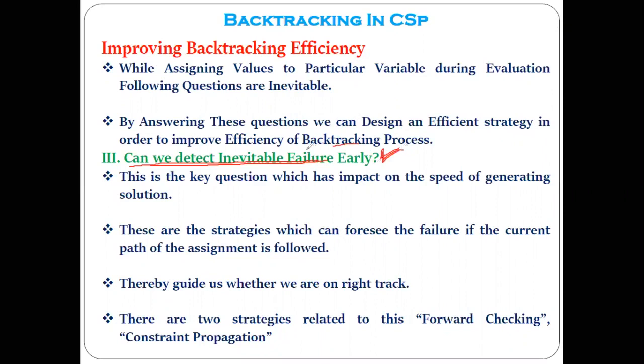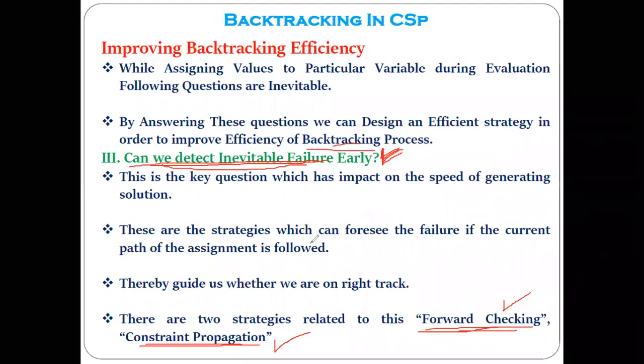And if we know these things, then will backtracking steps increase or decrease? Decrease. Related to the answer to this question, we have two strategies or techniques which will improve the backtracking efficiency. First is forward checking, and second is constraint propagation. Understood?